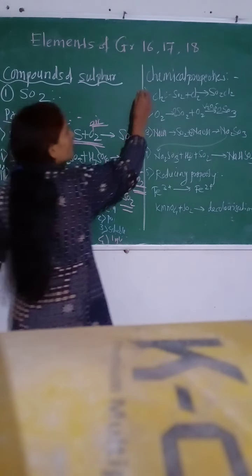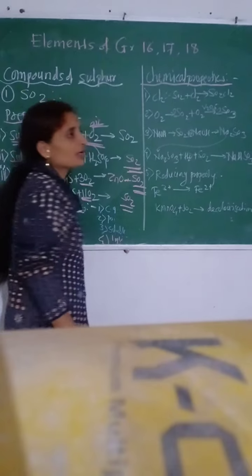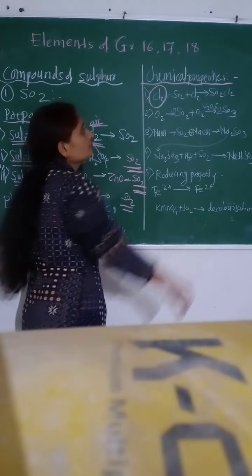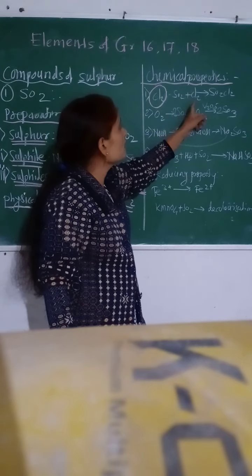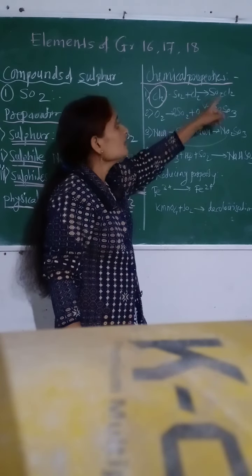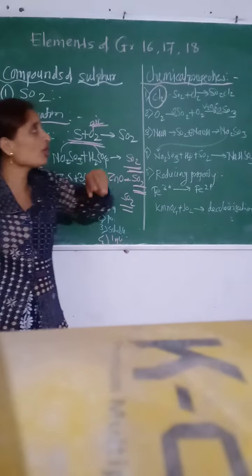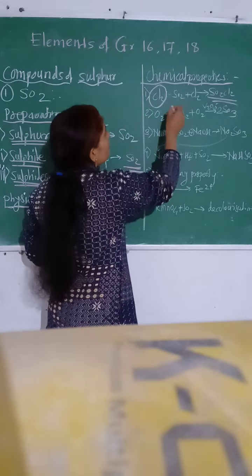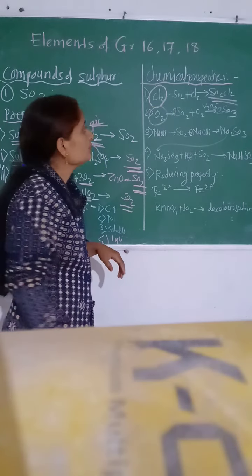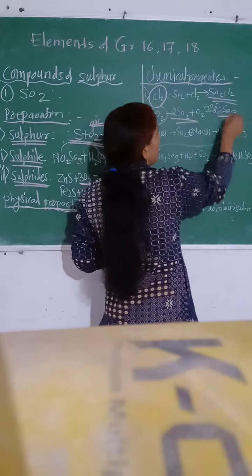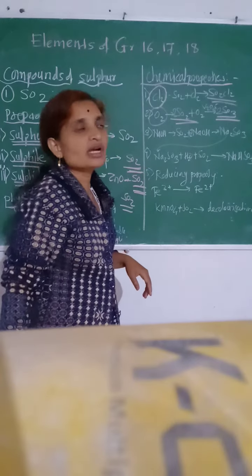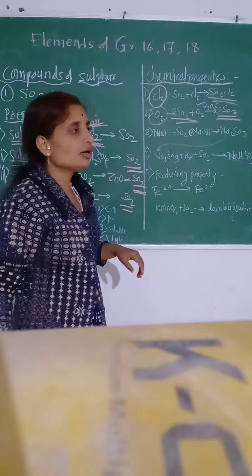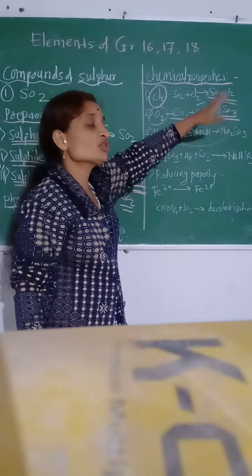Then we study the chemical properties. First, the reaction with the halogen chlorine. Sulfur dioxide reacts with chlorine and forms sulfuryl chloride. Then sulfur dioxide reacts with oxygen and forms sulfur trioxide. The trioxide in the presence of vanadium pentoxide catalyst is used in the preparation of H2SO4.